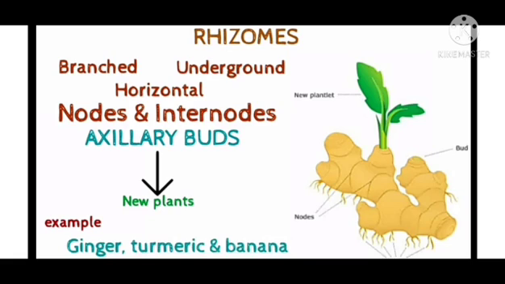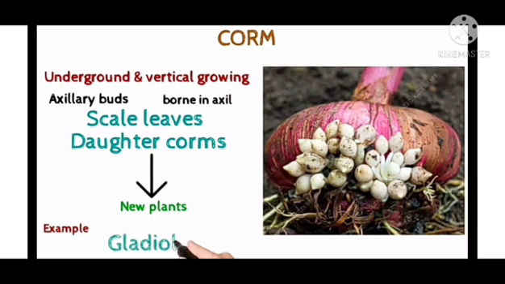Next is the rhizome. A rhizome is an underground stem that often looks and acts like a root. It is different from a root as it has buds and it usually grows horizontally. Rhizomes usually produce aerial stems and underground roots from these buds. Examples of rhizomes are ginger, turmeric and banana.